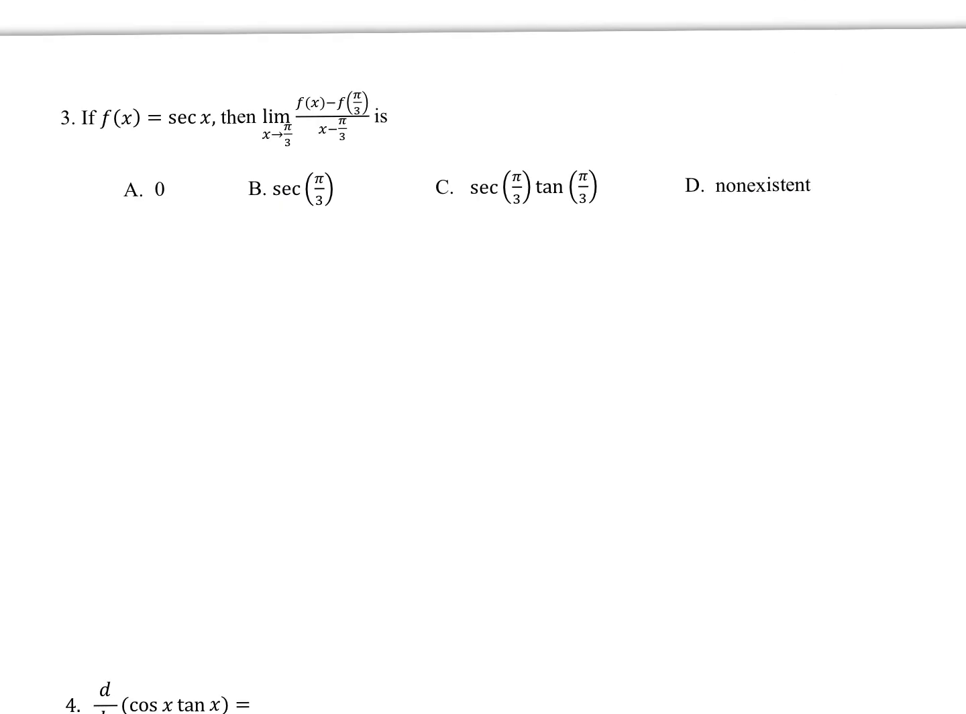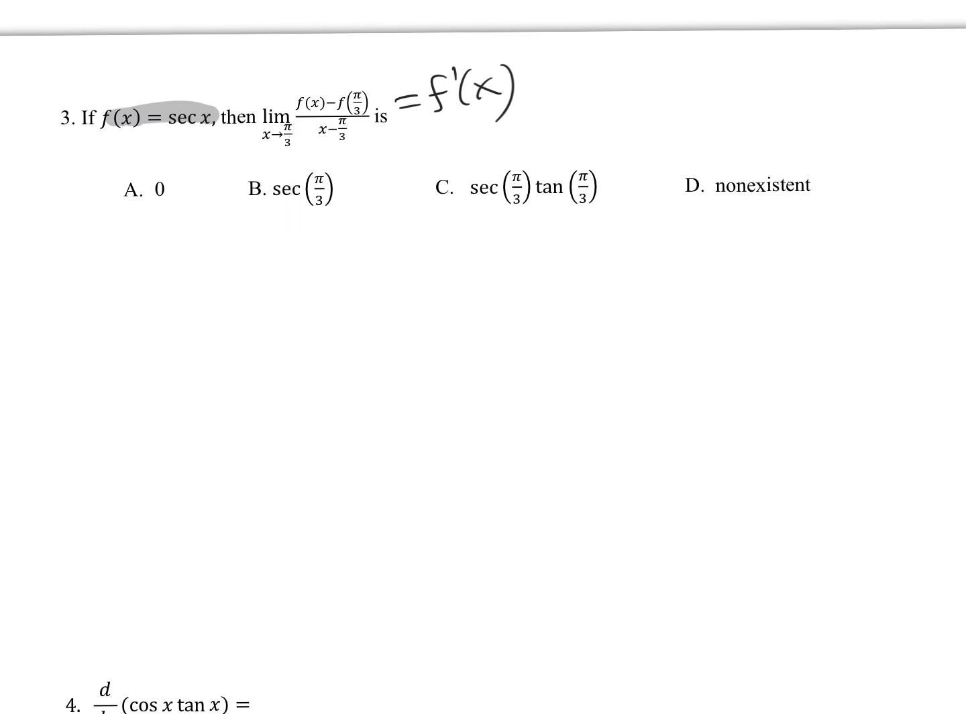Okay, people. We've seen this before. What does this stand for? This is the formal definition of the derivative. That's what this is. So when it says this, they want the derivative. Now, what do they want the derivative of? Well, look, they told you what the function is. If the function is secant, this without saying it is saying, what's the derivative?